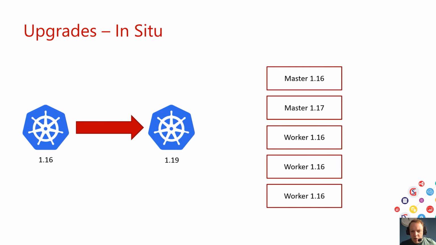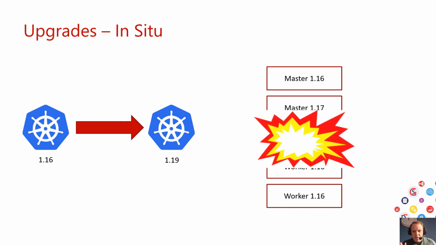Okay, if we do this in place, let me walk you through this. Okay, so we upgrade a master node. We cordon it off to begin with, then we upgrade it from 1.16 to 1.17. Okay, then we upgrade a worker node. We go from 1.16 to 1.17, and then bang, if anything goes wrong, we end up with a Kubernetes cluster with nodes on different versions of Kubernetes, which is absolutely not the way you want to go.